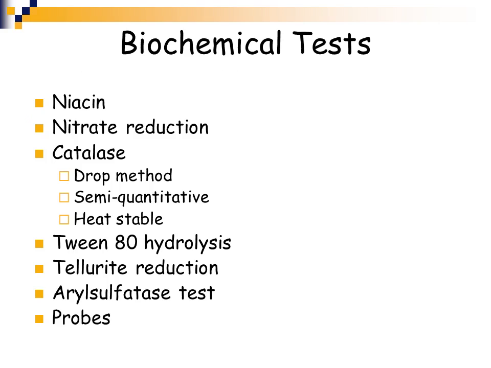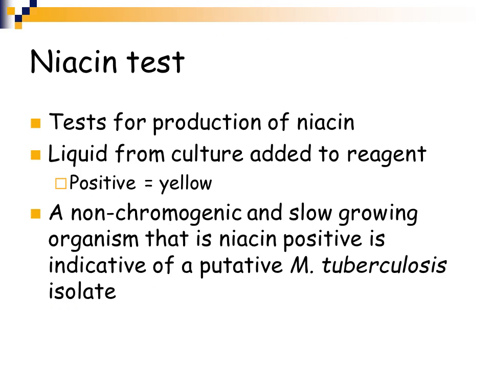Now, there are several biochemical tests that can be done for the Mycobacteria organisms. There's the niacin, the nitrate reduction, the catalase, and there's several different catalase methods that can be done. Tween 80 hydrolysis, tellurite reduction, arylsulfatase, and probes. So the niacin tests for the production of niacin. This is a liquid-based test. So you have your liquid from your culture. Add it to your niacin reagent, and if it turns yellow, it's positive.